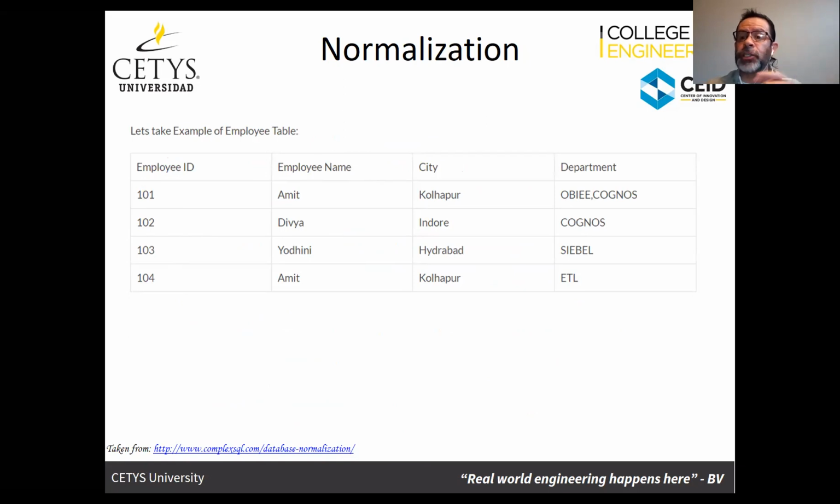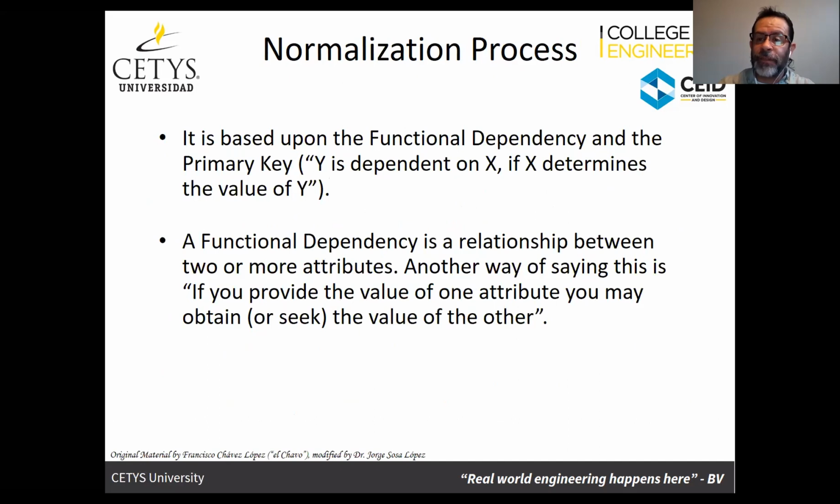Now, that's what's called a functional dependency. It means that the rest of the attributes depend on one or more attributes, and usually that's the primary key. The values of one attribute are going to depend on the other. If you provide the value of one attribute, you may obtain or seek the value of the other. Okay, so that's a functional dependency. So normalization is based on that. Y is dependent on X if X determines the value of Y.